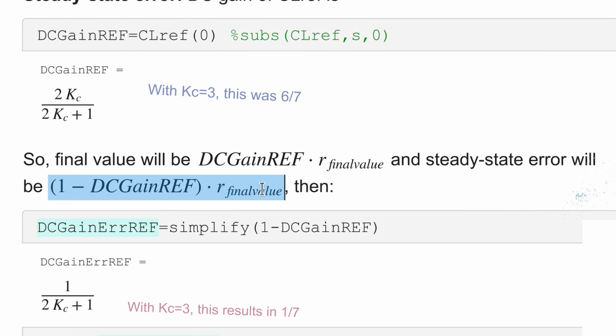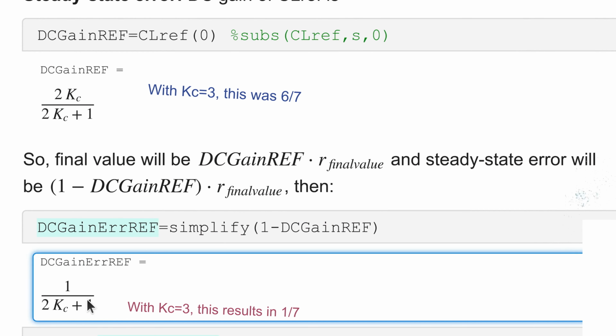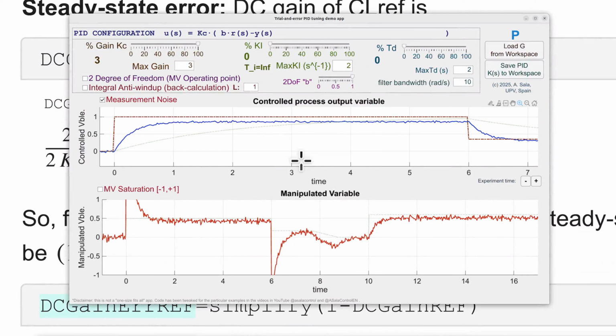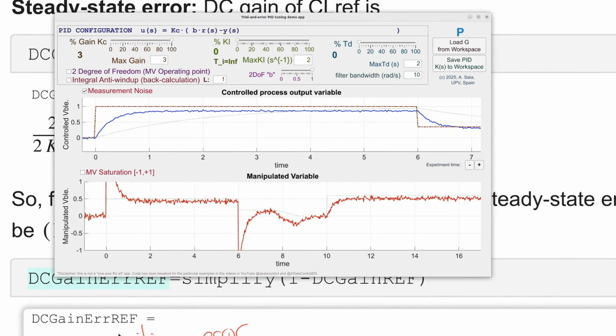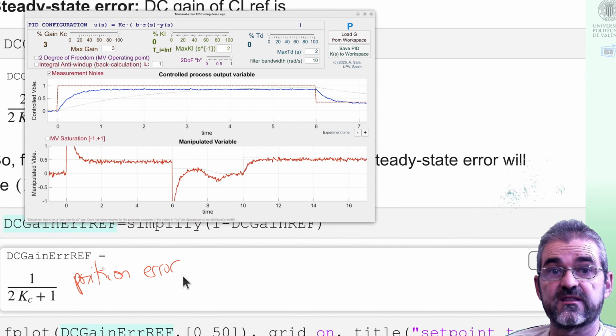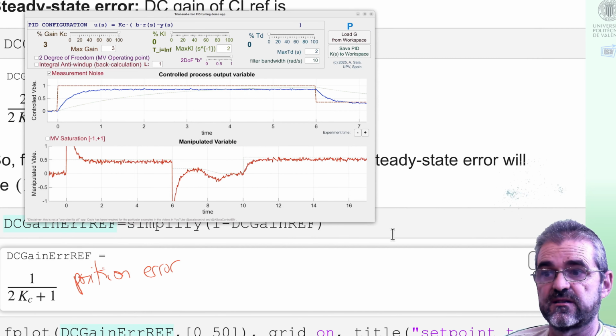And that error will be, as we say here, the reference minus the final value of the output, and then we will get this thing here, and this coefficient is called position error coefficient and indicates the steady state error when set point is 1 unit, which is the exact thing I am simulating here. But of course, if reference were 5 units, then the error will be this position error coefficient times 5, okay?